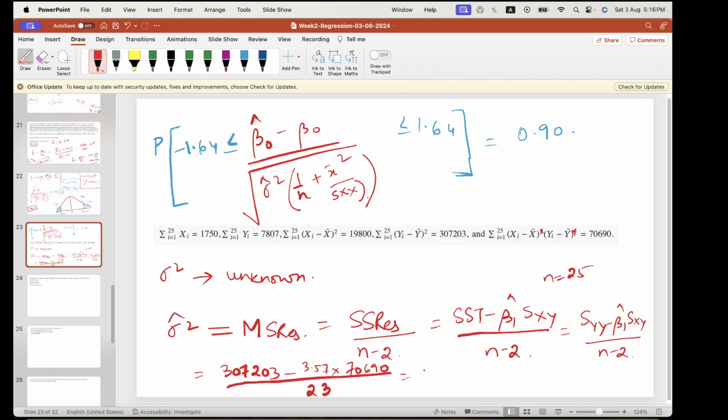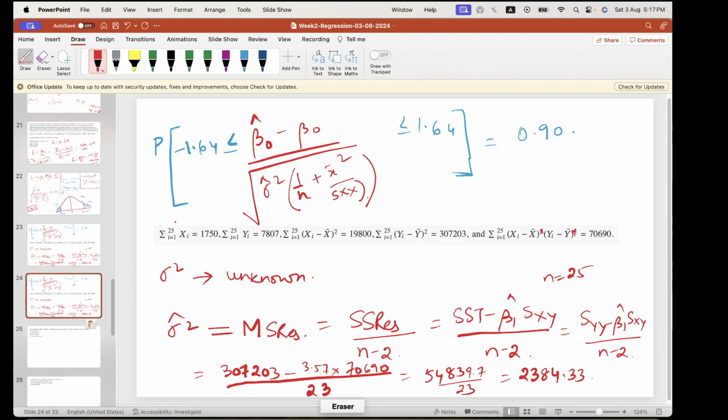How much does this come to? Can you please calculate? So this would be 307203 minus 3.57 into 70690. This is something like 54839.7 by 23. So this would amount to 2384.33. Alright, now we'll just proceed. We'll put this value of sigma square here and then proceed. But prior to that, let me just rearrange this thing.